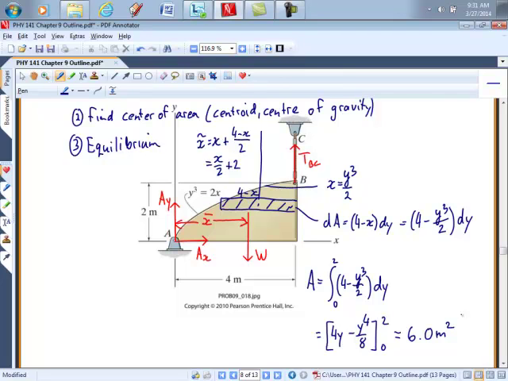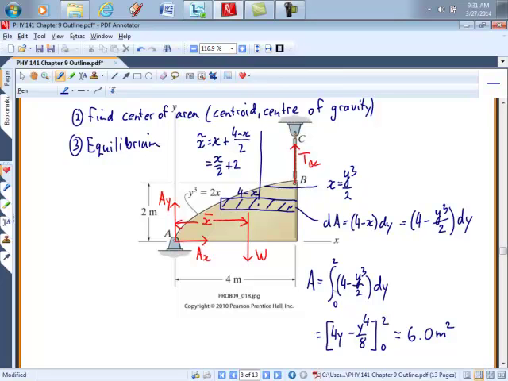Does that seem to make sense? Well, if this was a rectangular plate, it would be 8 meters squared. So we're missing about a quarter of the material for changing it to this cubic shape. That looks reasonable. So we can assume we haven't made any mistakes.